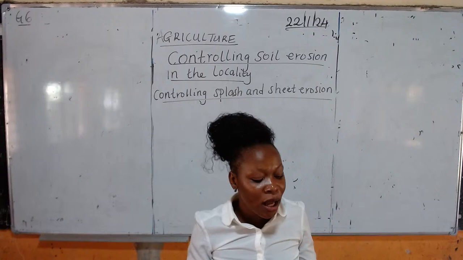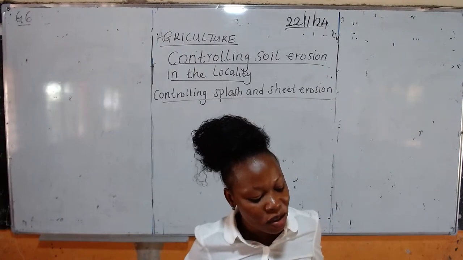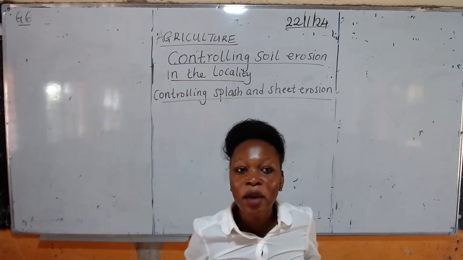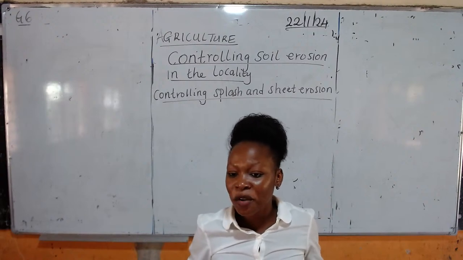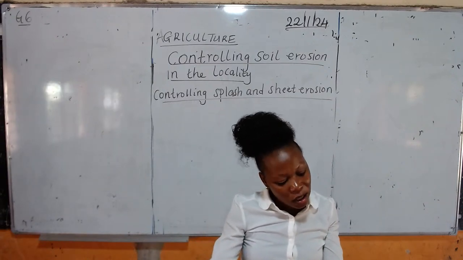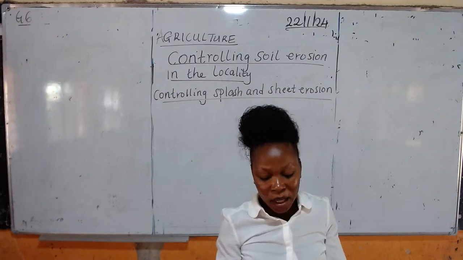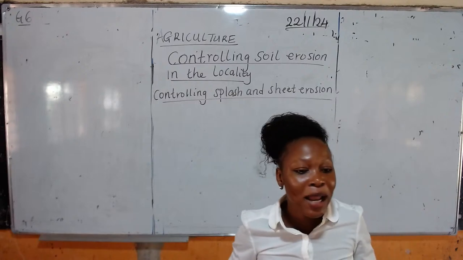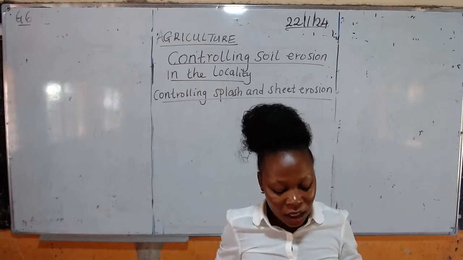Okay, so in today's lesson we are going to learn about controlling soil erosion in our locality. We have seen how it happens. What can we do so as to prevent or control it? Are we together? That is what we are going to do in this lesson. So we shall be looking at controlling the different types of soil erosion. First, we are going to look at how we can control splash and sheet.